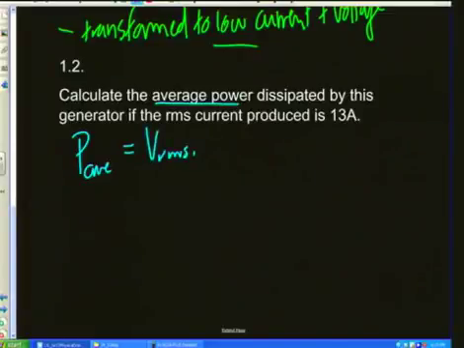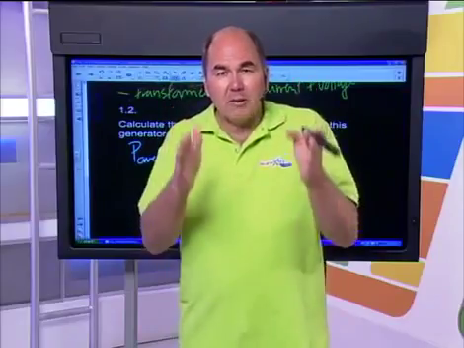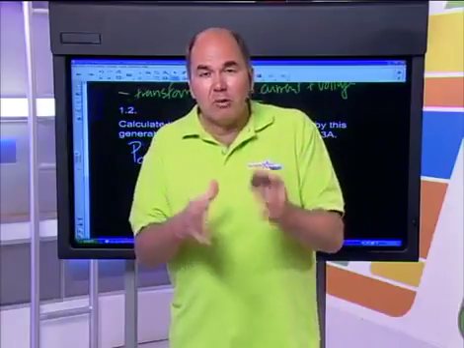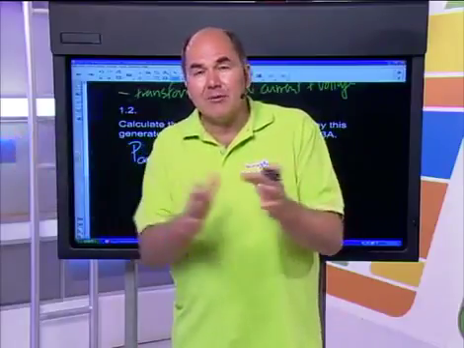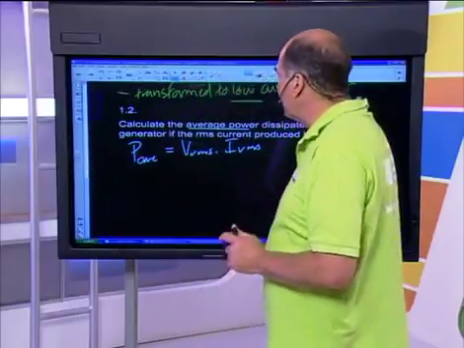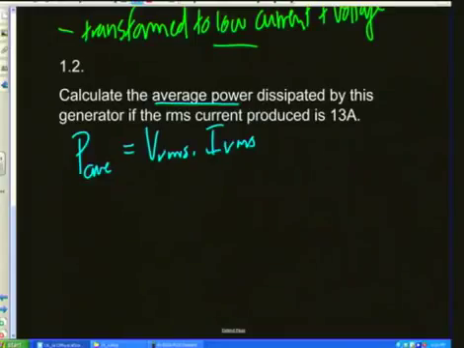VRMS times IRMS. And the trickiest thing that you've got to do in this section is to recognize what values you must work with. Whenever you're working with power and with any of the other formula, please specify as a subscript what you're dealing with. We're asked to find average power, and it tells us the RMS current produced is 13 amps.